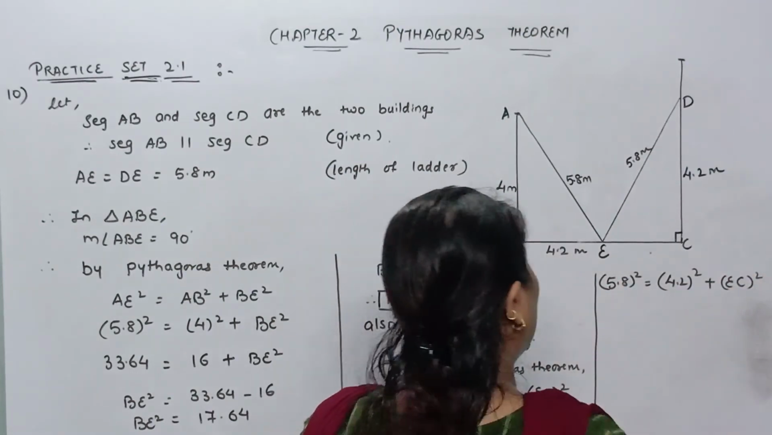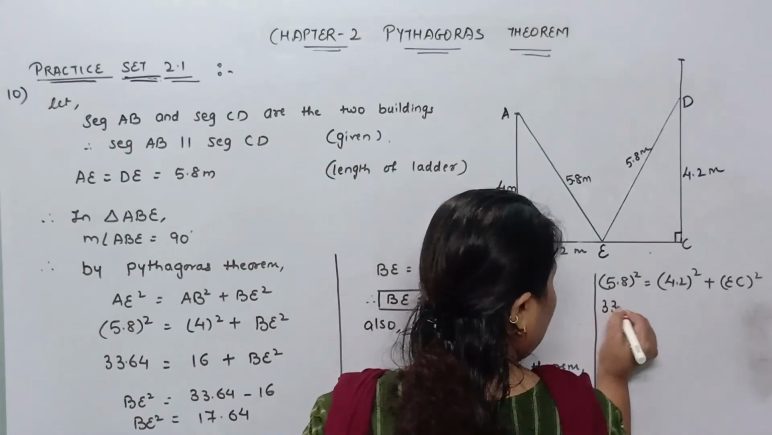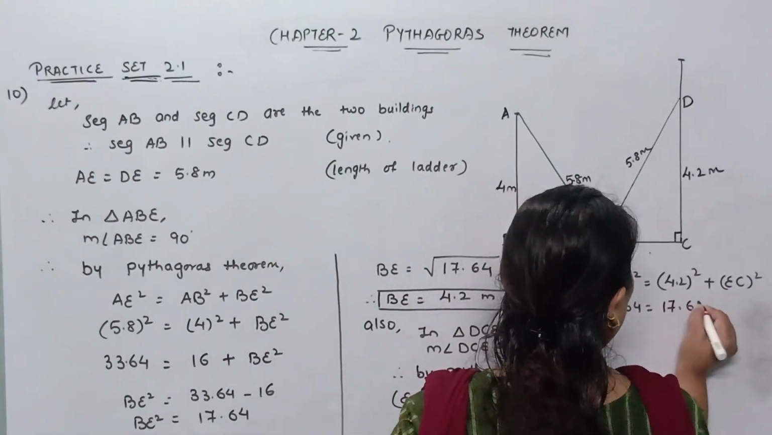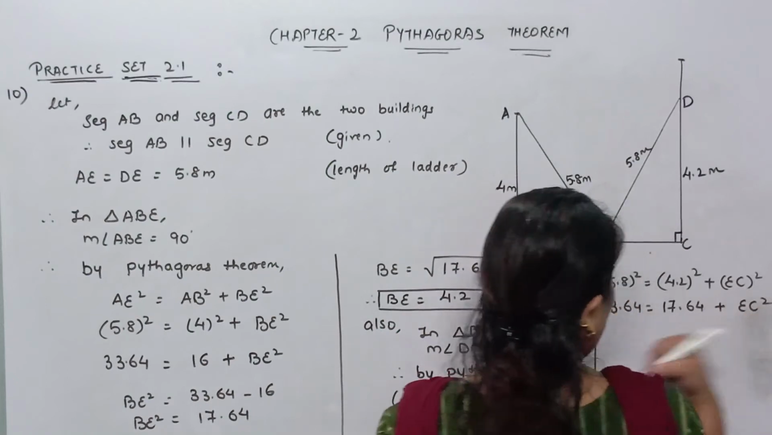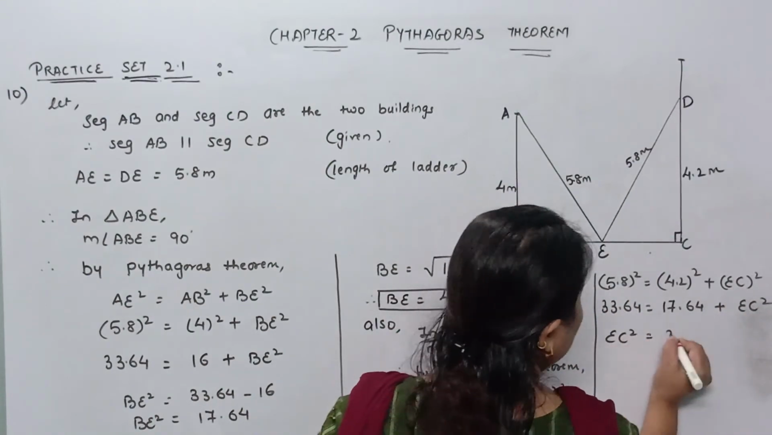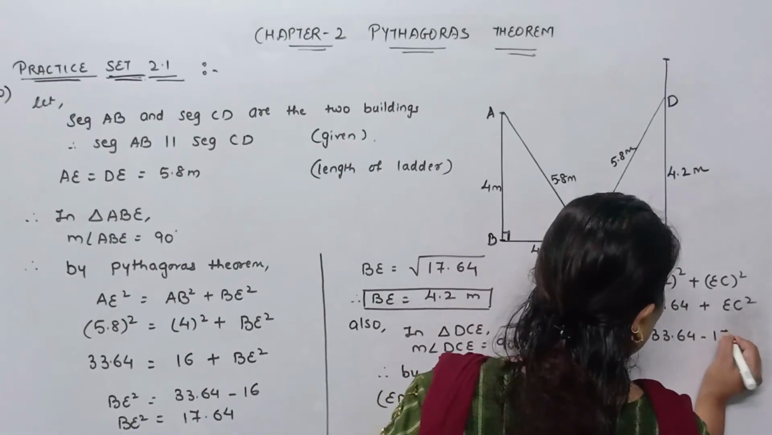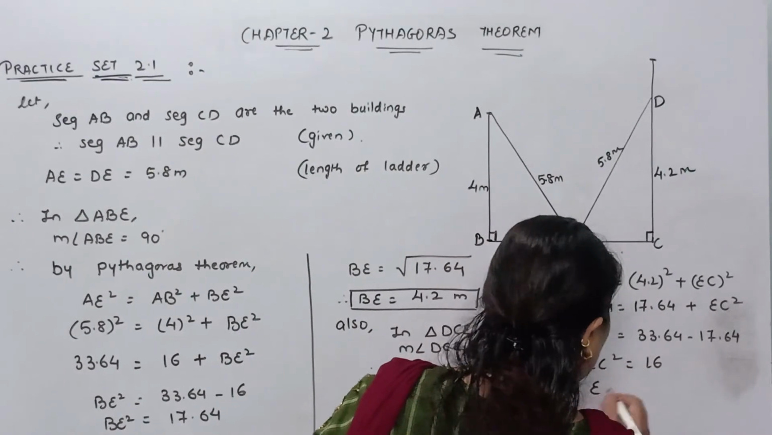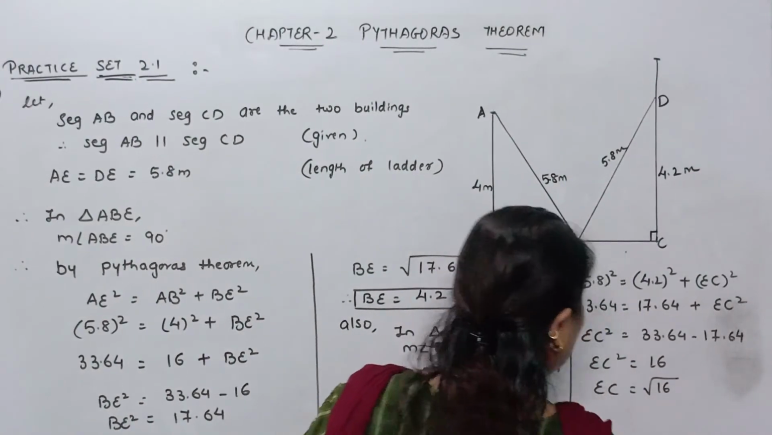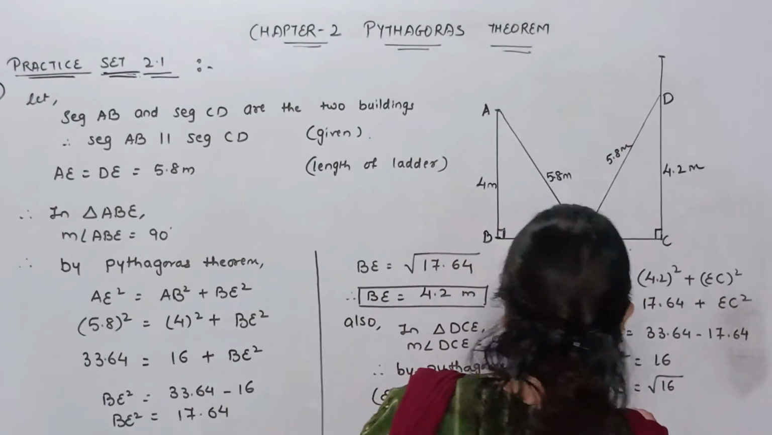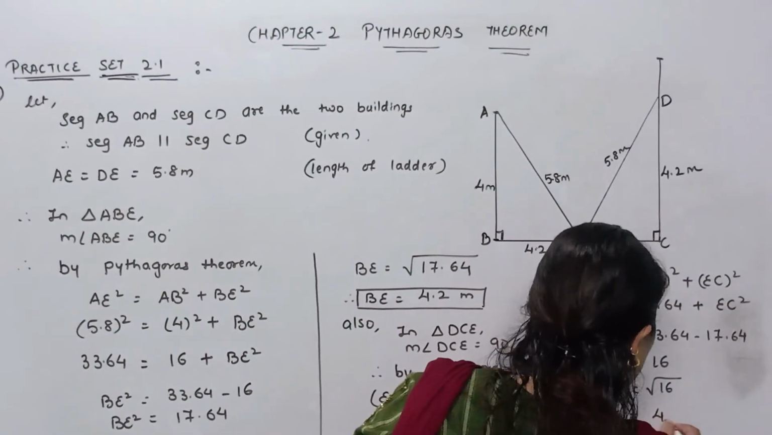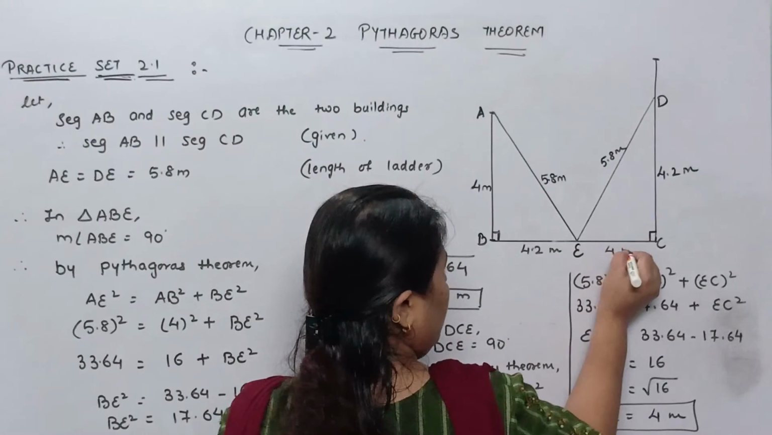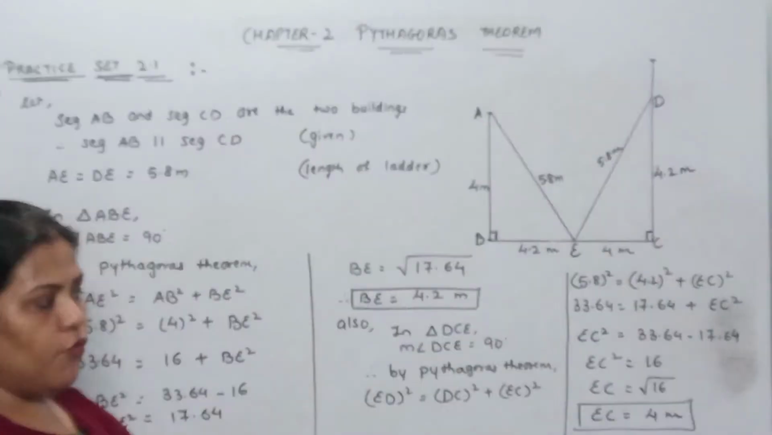Now 5.8 square means what? 33.64 is equal to 4.2 square is 17.64 plus EC square. So EC square equals 33.64 minus 17.64 equals 16. EC equals under root 16, that is equal to what? 4 meter. EC equals 4 meter. Here we get the value of EC as 4 meter.